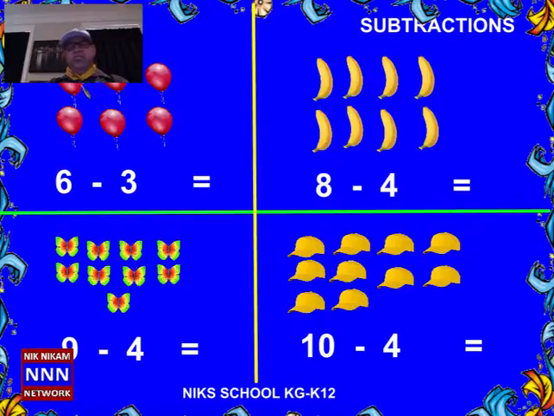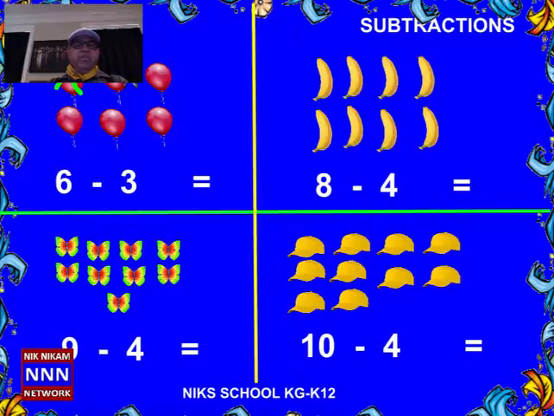How many balloons do we have? 1, 2, 3, 4, 5, 6. Okay, we have 6 balloons on the right side. From that, there's a minus sign. They want us to take away 3 balloons. Let's see how much is left. Let's take away 3 balloons.